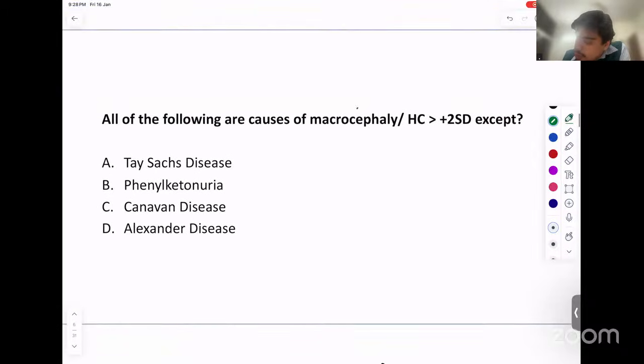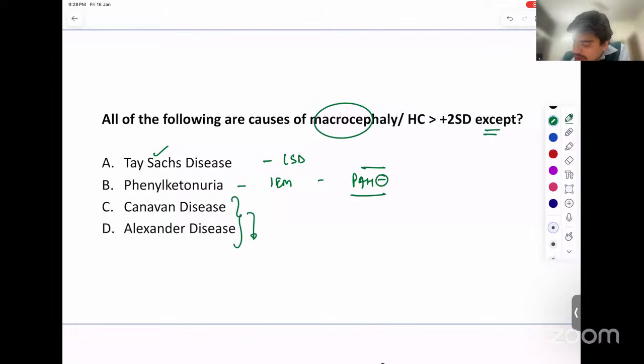All of the following are causes of macrocephaly except Tay-Sachs. Tay-Sachs is a lysosomal storage disorder. Phenylketonuria is an inborn error of metabolism where there is a deficiency of phenylalanine hydroxylase. Canavan and Alexander disease, both are examples of leukodystrophies.